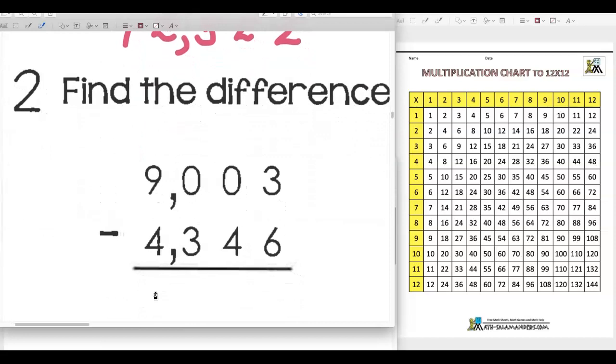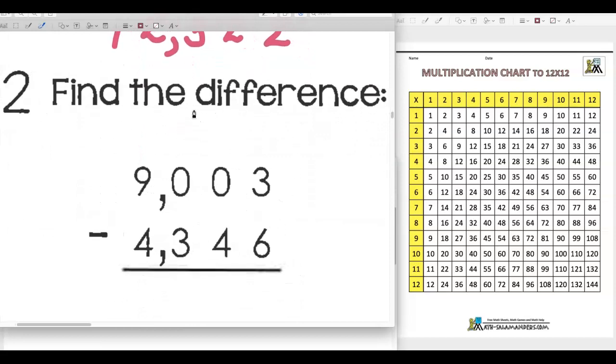Number 2, find the difference. Remember, difference means the answer in subtraction. 3 subtract 6. I cannot do that. If I have 3, I can't take 6 away. So you need to go to the place value to the left. However, I see that my place value to the left is a 0. So I'm going to go to the left again.